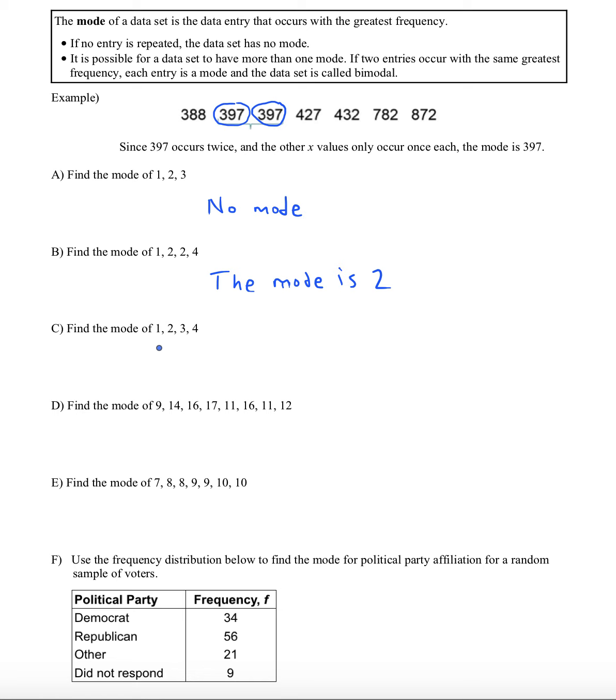How about the mode of 1, 2, 3, and 4? Once again, there is no mode because we have no repetition.